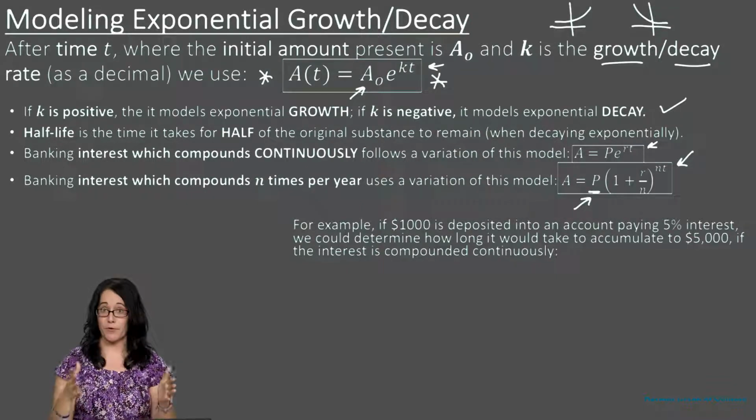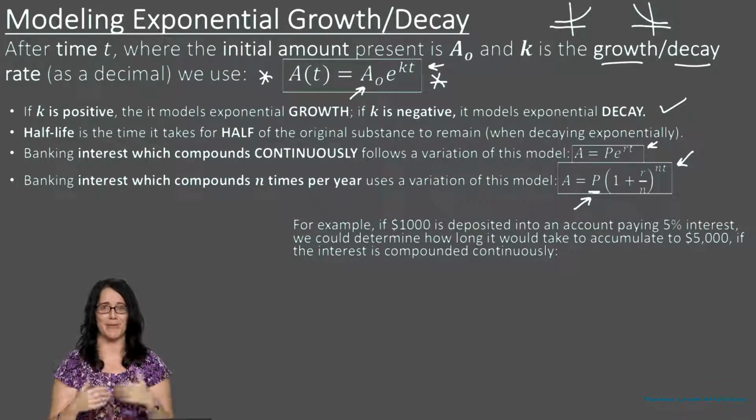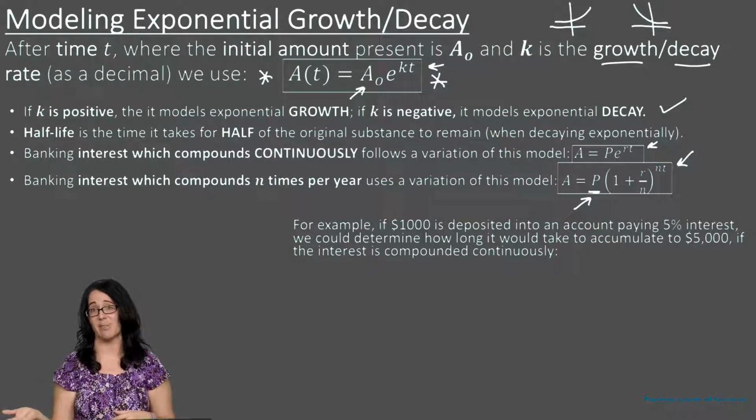The best one for you, if you're talking about saving money, would be continuously. You'd like your interest to compound all the time, but if you were talking about something that you borrowed, you'd want it to be slower. That interest hopefully would be slower for you. Now, what is R? R is your interest rate. It's just like the growth rate K in the first equation, but it's an interest rate, so it's going to be a decimal. So if you have 5% interest, R is 0.05, for example.